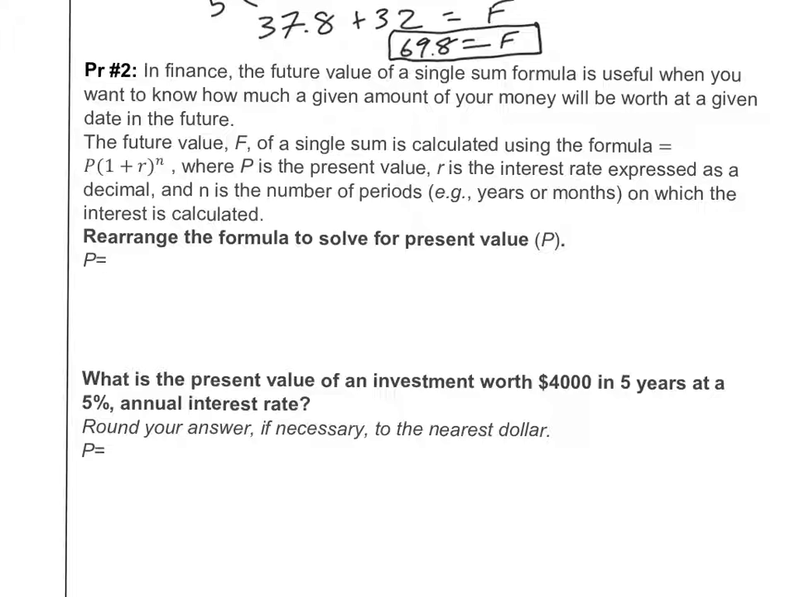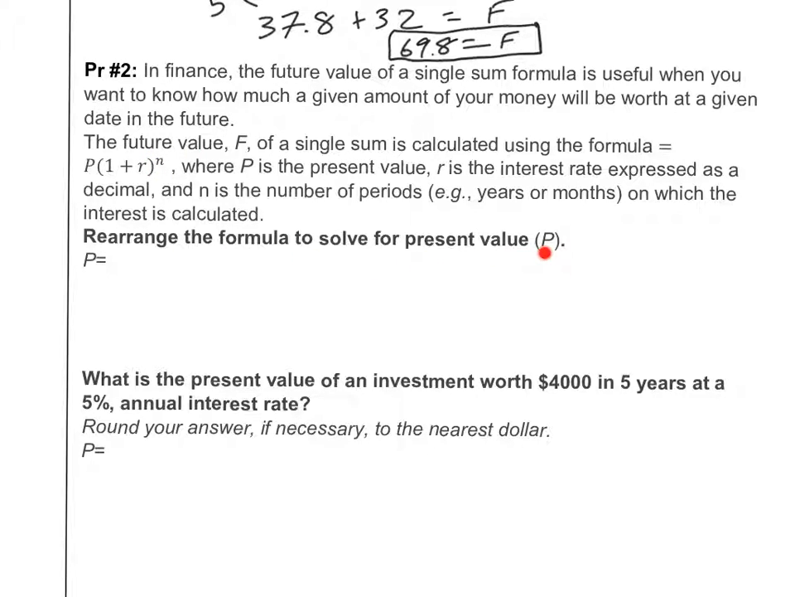The future value, F, of a single sum is calculated using this formula. F equals this guy, which is very similar to our exponential problems, where P is the present value, meaning the amount of money we have right now. And r is the interest rate expressed as a decimal, and n is the number of periods, meaning like years or months or whatever is the way the interest is calculated. Sometimes it's calculated monthly, yearly, whatever. That's going to depend what unit the n is.